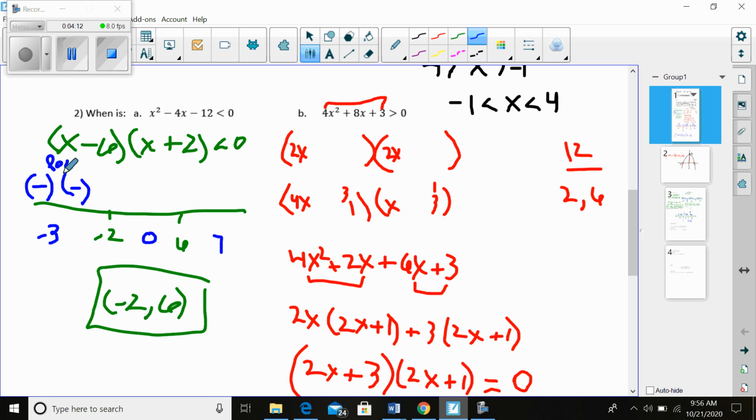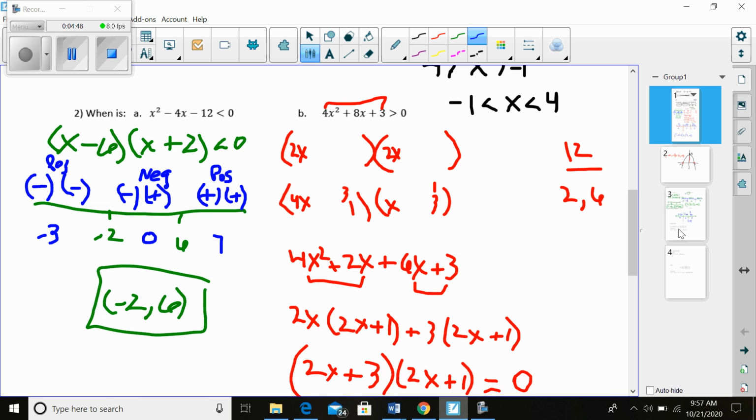If I plug in 0, which is so easy, I'd get -6 times +2, but I don't care about the actual numbers, I just care about the sign. So that would be a negative times a positive, which is negative, which is why this interval is my answer. And then if I plug in 7, that would give me a +1. And then this would give me +9, but I don't care about the actual number, I just care that it's positive. And so this would also be positive.